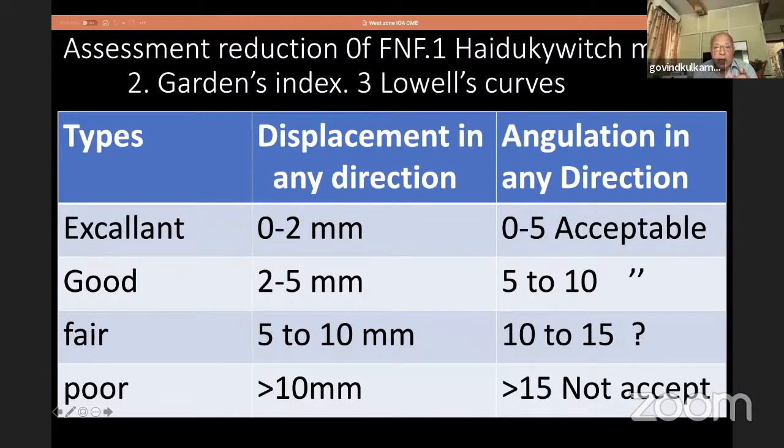Excellent is based on displacement in any direction and angulation. If the displacement is 0 to 2 millimeters and angulation 5 degrees, it is excellent reduction. If it is 2 to 5 millimeters and 5 to 10 degrees, good. Fair is 5 to 10 millimeters of displacement and 10 to 15 degrees of angulation. This the surgeon has to decide whether to accept or not on the table. Where there is more than 10 millimeters of displacement and angulation, one should not accept.